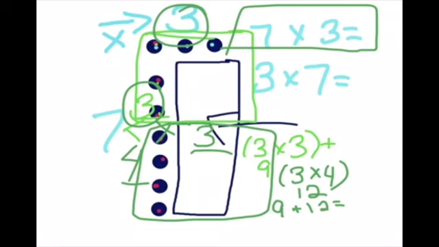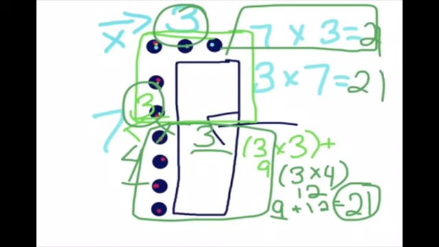And I know 9 is really close to a 10, so if I did 10 plus 12, I would get what? I would get 22, but I have to take away 1 because it's a 9, right? And that would be 21. So 21 is our product of 7 times 3, or 3 times 7. We know it's the same problem.